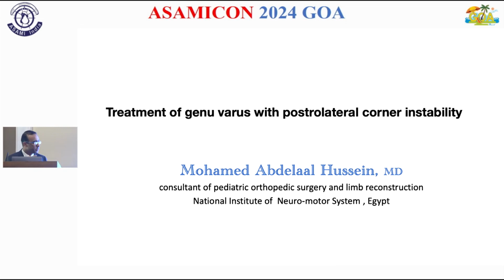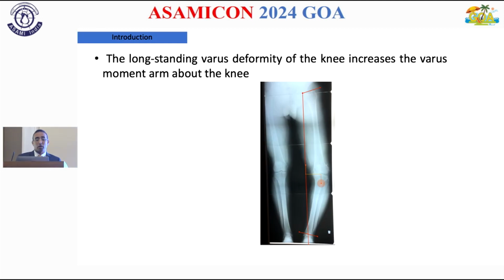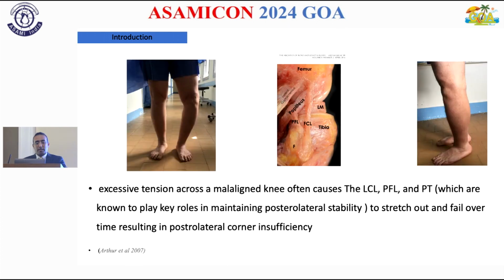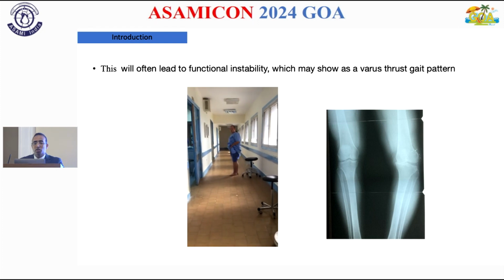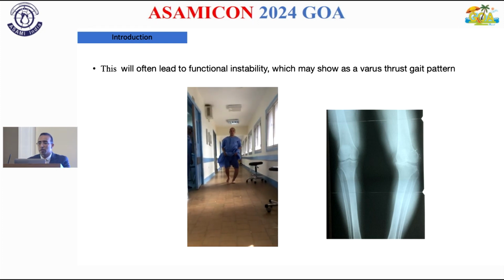Okay, good morning, everybody. Treatment of genu varus with posterolateral corner instability. The long-standing varus deformity of the knee increases the varus moment arm about the knee joint. So the excessive tension across the malaligned knee often causes the lateral collateral ligament, the popliteofibular ligament, and the popliteus tendon to stretch out and fail over time, resulting in posterolateral corner insufficiency. This will often lead to functional instability, which may show as a varus thrust gait pattern.